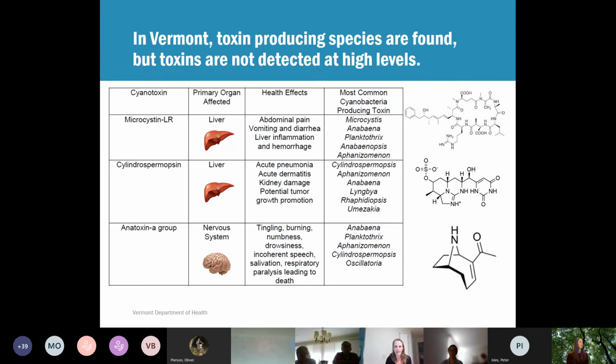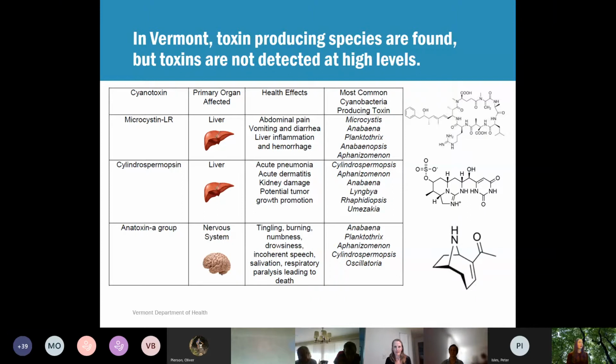So this is just a summary slide that gives an overview of some of the other symptoms that have been reported. It's a different way. I think Peter did a nice job presenting the different types of species, the cyanobacteria species that can make these toxins. So we do know that these species are here in Vermont.